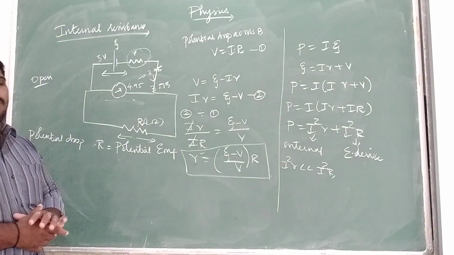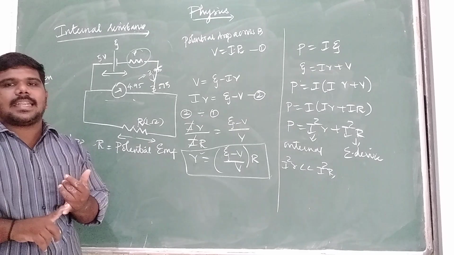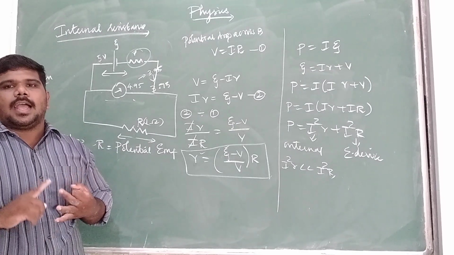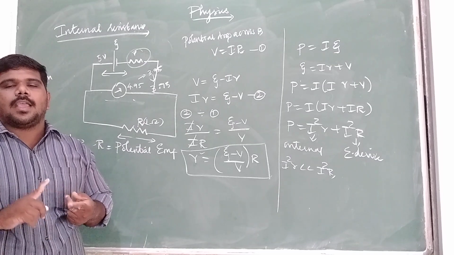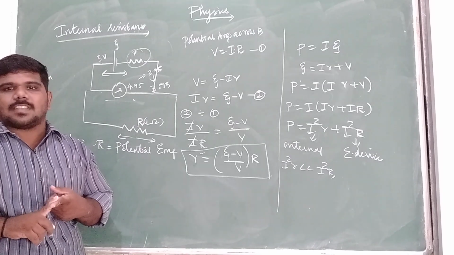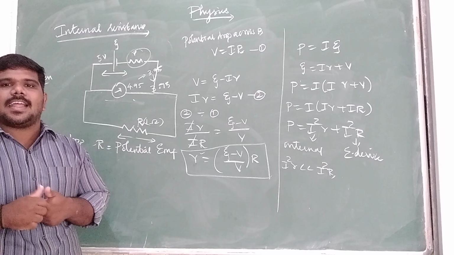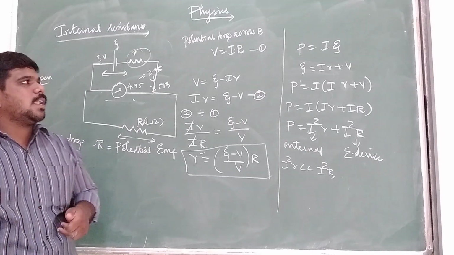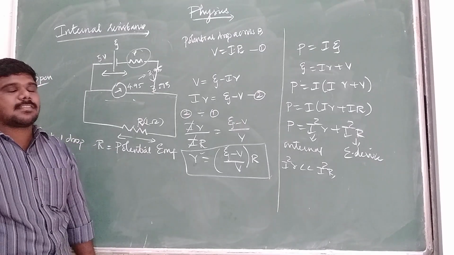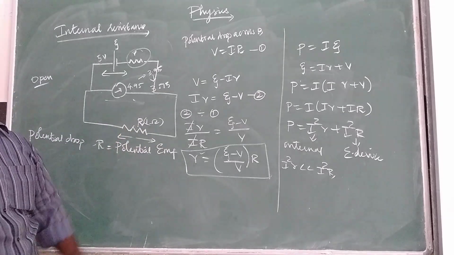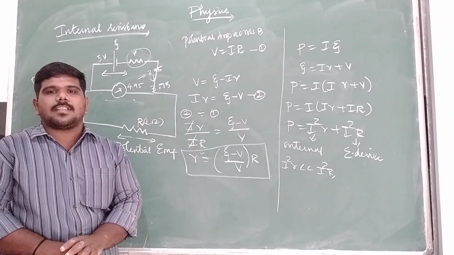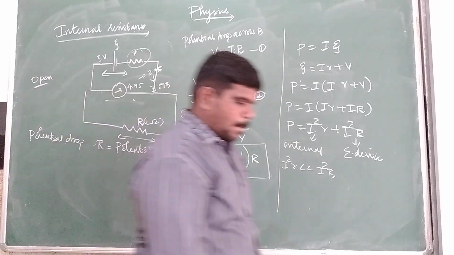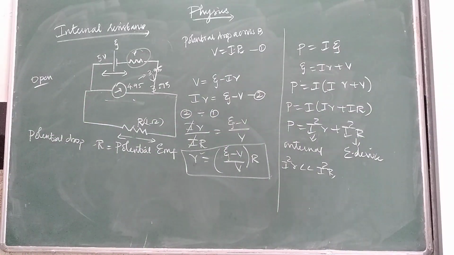But due to the internal resistance of a cell, the voltmeter reads a value less than the EMF of a cell. So V is equal to ψ minus Ir. From this, Ir is equal to ψ minus V. That will be equation number 2. Equation 2 divided by 1, you get r is equal to (ψ minus V) by V into R. So if you know the EMF, the voltmeter reading and the resistance, we can measure the internal resistance of a cell.